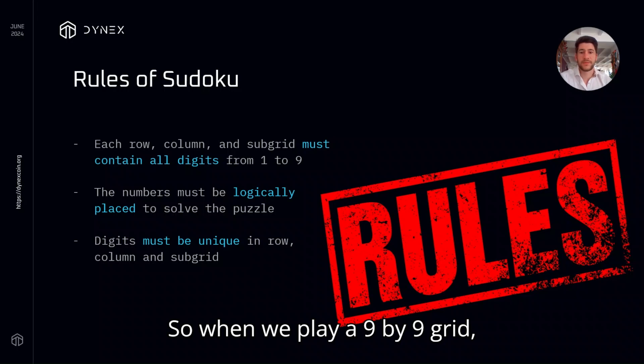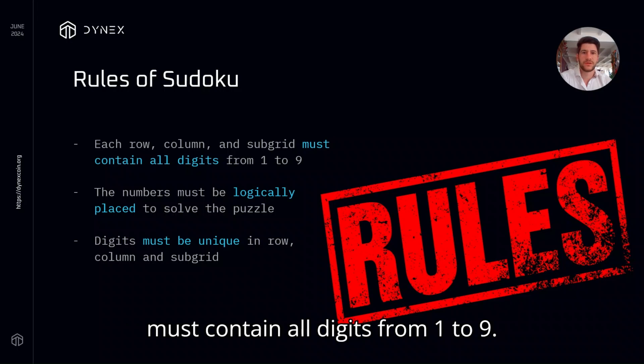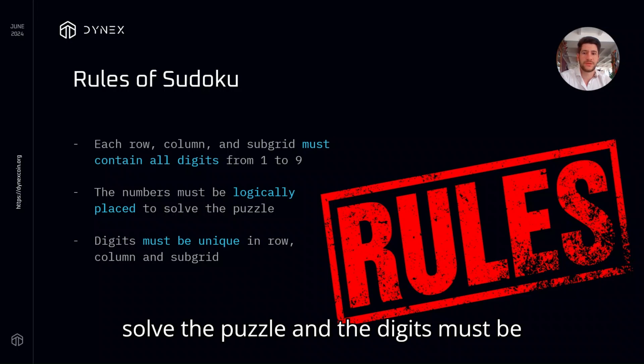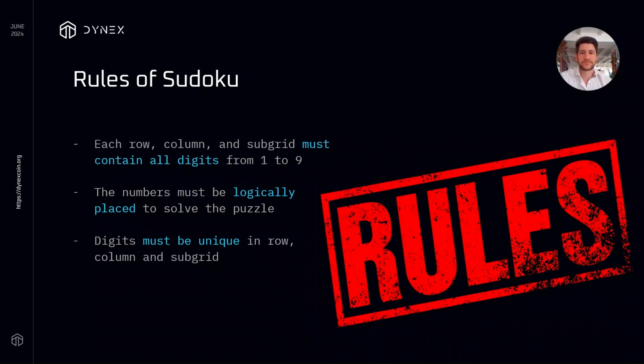So when we play a 9 by 9 grid, each row, each column, and every subgrid must contain all digits from 1 to 9. The numbers must be logically placed to solve the puzzle, and the digits must be unique in every row, every column, and every subgrid.